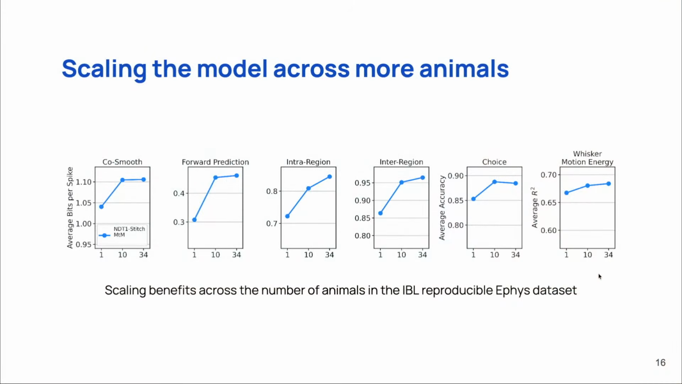So, in this work, we have initially seen that there have been some significant improvements just due to the fact that you can train on multiple animals jointly, looking at the scaling benefits as we increase the number of training animals.